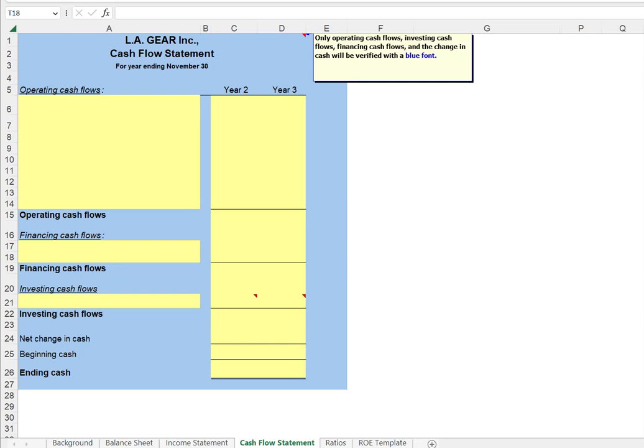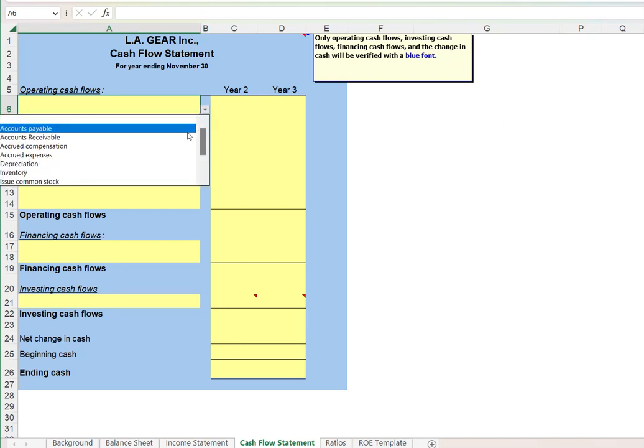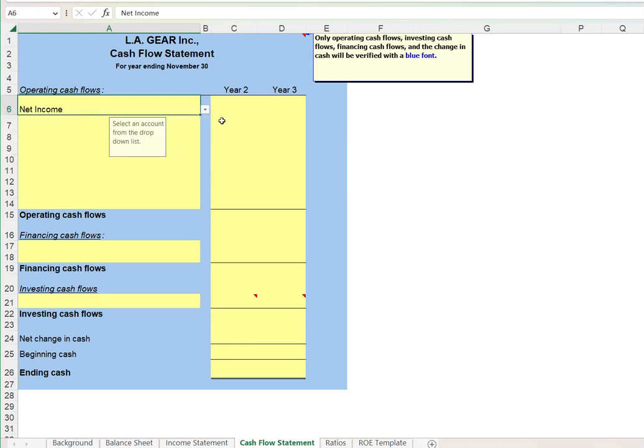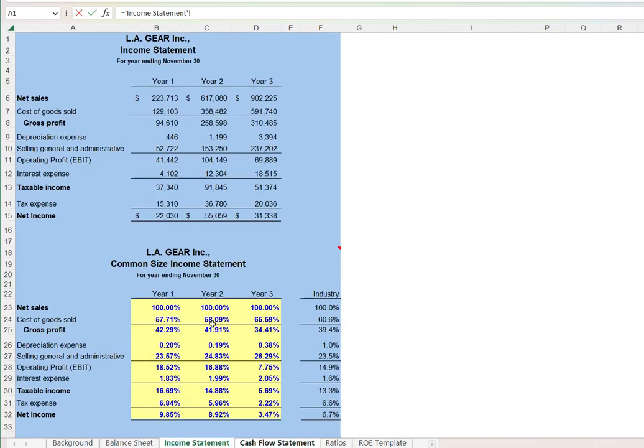In this video, we're going to prepare the operating cash flow section of our cash flow statement for LA Gear. Again, by convention, we begin our operating cash flows with net income. So let's pick net income from our list. In year two, we want to pick up the year two net income. So we're going to our income statement, click on net income for year two.